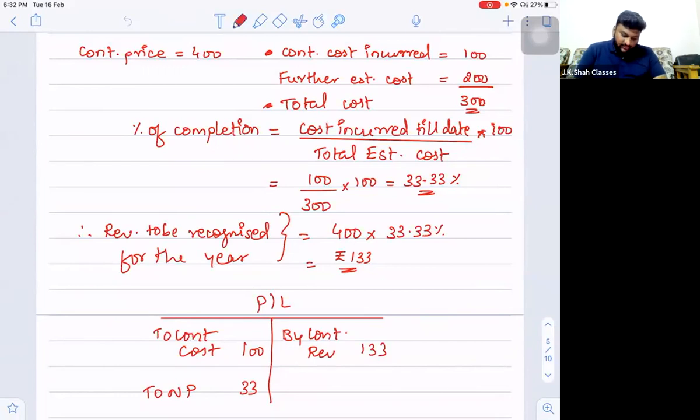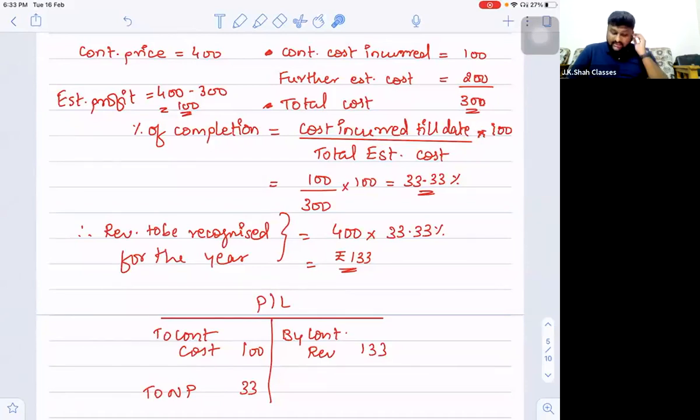So I will say that your estimated profit is equal to 400 minus 300, 100 rupees. Correct? Now let us check how this percentage of completion is applicable. Just have a look at the formula. Percentage of completion is equal to cost incurred till date divided by total estimated cost into 100.